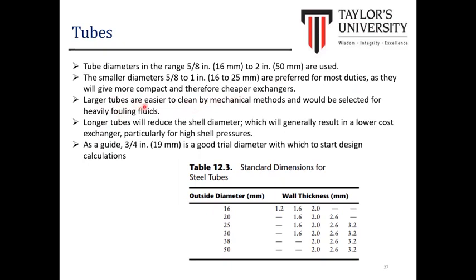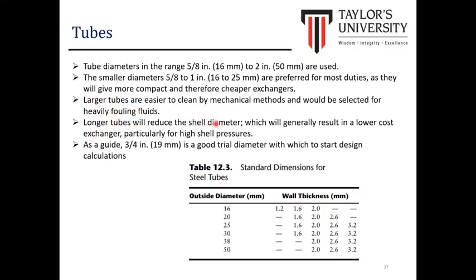Cleaning using a mechanical method will be selected for heavily fouling fluid. Heavily fouling fluid means, for example, a fluid that is more corrosive. For example, if we deal with acidic or corrosive chemicals, we can consider using a larger tube.